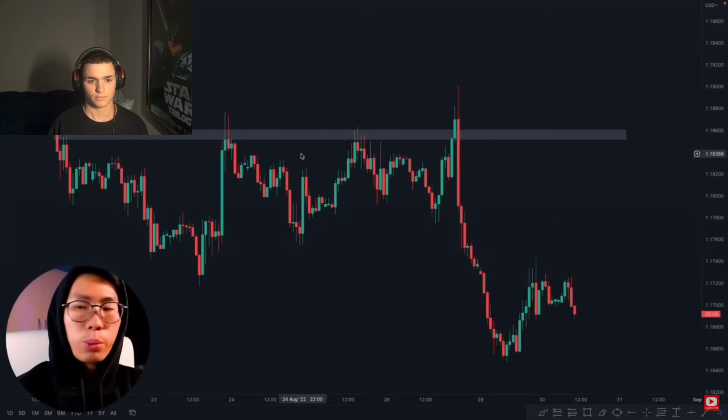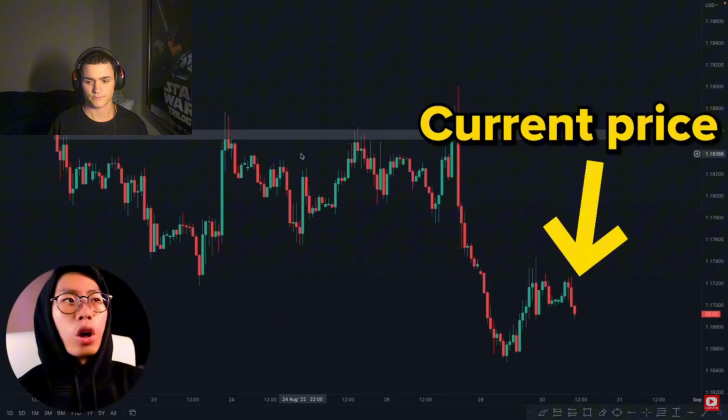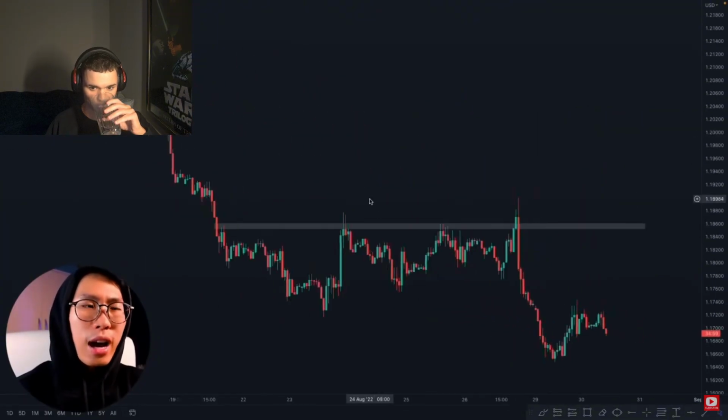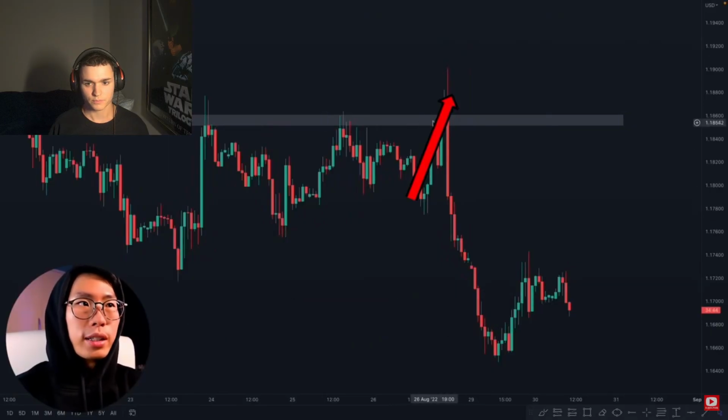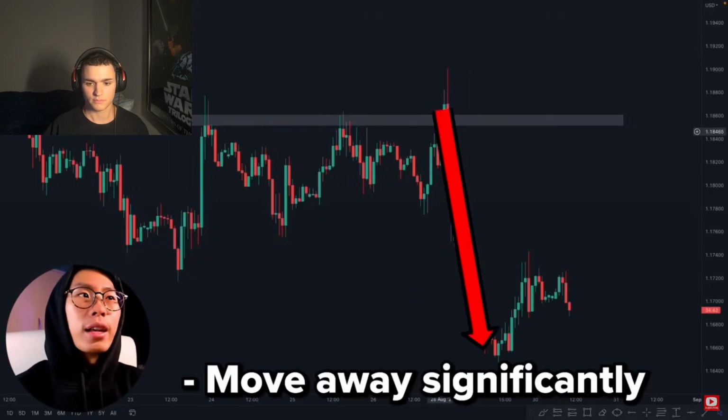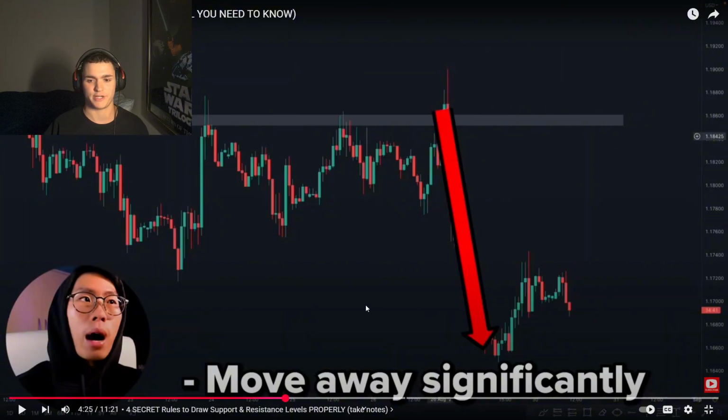And the reason I draw it right there is because it is also near our current price. It's not too far away, like all the way up here, right? It is near our current price, so we still have to take into account this resistance level. And then you can also see it right here. This is when price moved away significantly from that. That's manipulation. That's a liquidity sweep, to be honest.